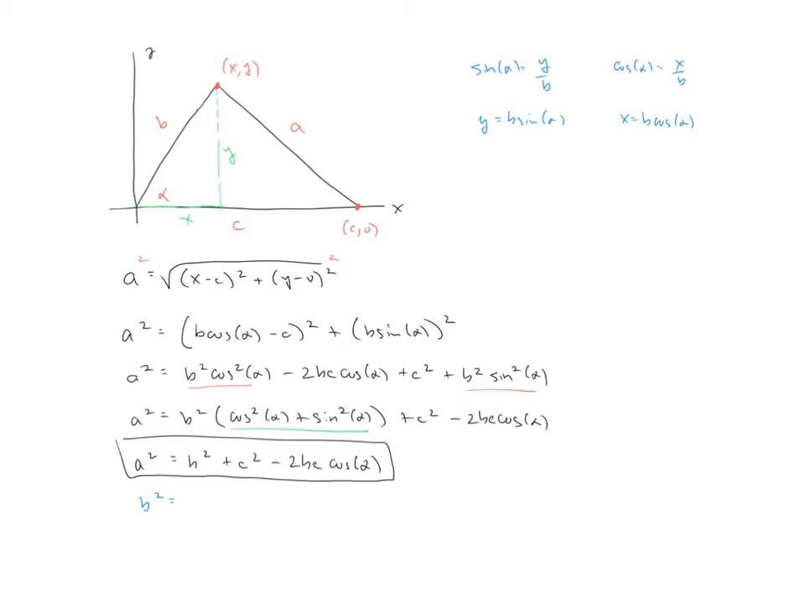So here, b squared equals a squared plus c squared minus 2ac cosine beta. Similarly, c squared would be a squared plus b squared minus 2ab cosine gamma. So all three of these forms work, and it just depends on the given information as to which one of these you'll want to use.